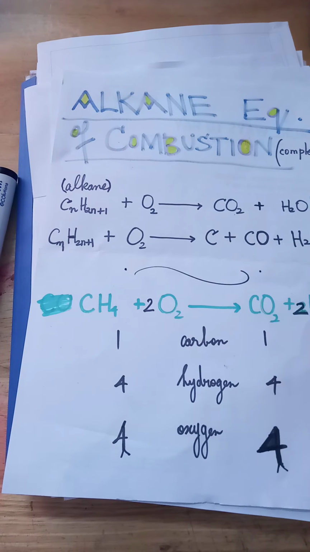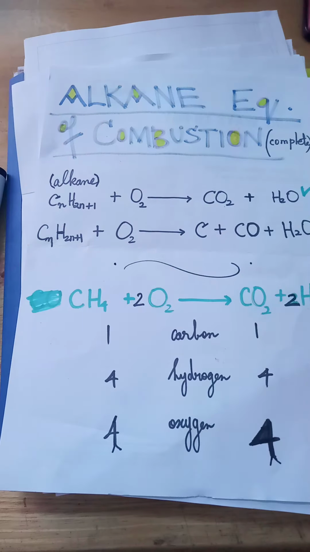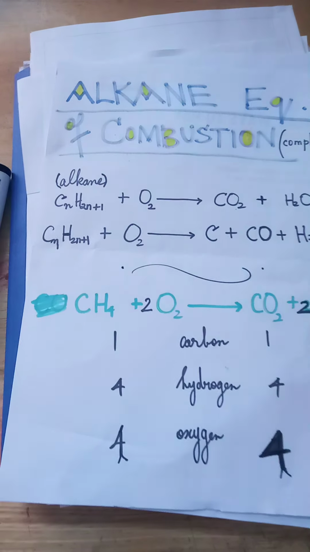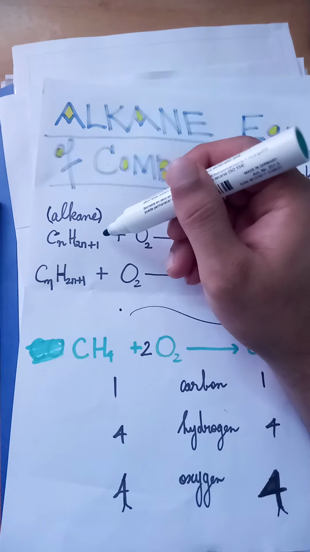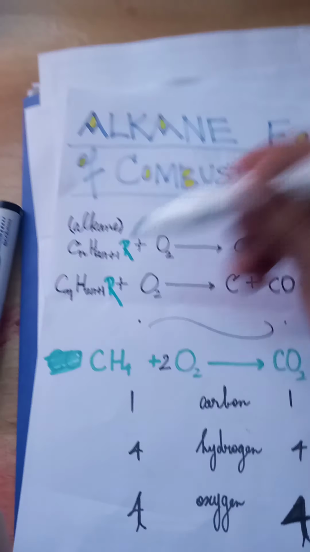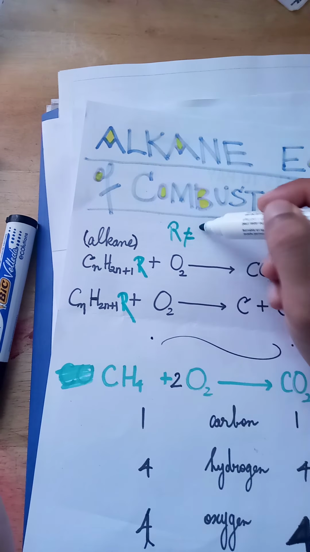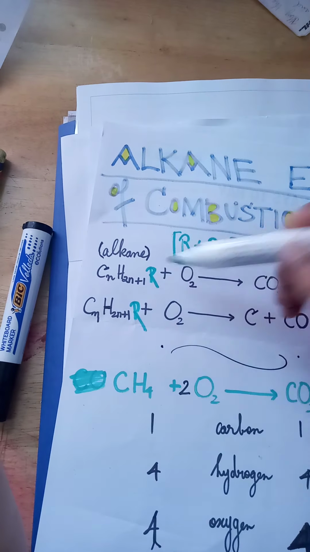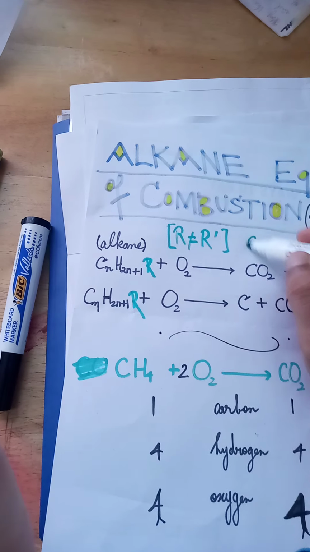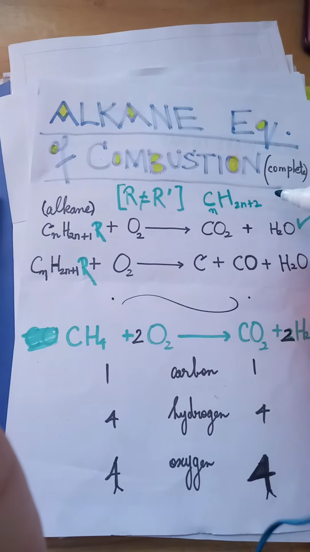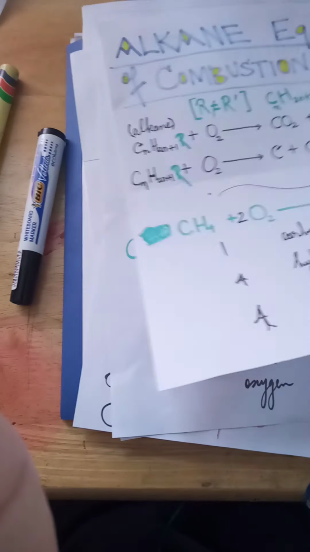We'll go through the first around 7 to 10 of these alkanes and discuss their combustion. So alkanes, as we know, usually have an R group, but if there's no R group, then the formula will be CnH2n+2. All right, let's get started.